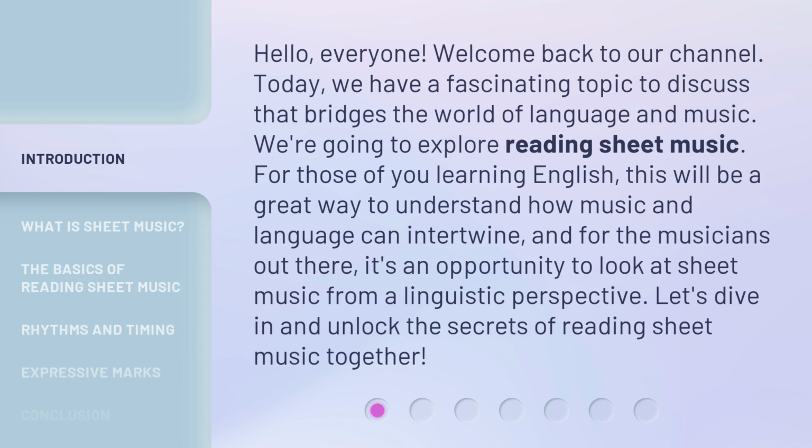Today, we have a fascinating topic to discuss that bridges the world of language and music. We're going to explore reading sheet music. For those of you learning English, this will be a great way to understand how music and language can intertwine, and for the musicians out there, it's an opportunity to look at sheet music from a linguistic perspective. Let's dive in and unlock the secrets of reading sheet music together.